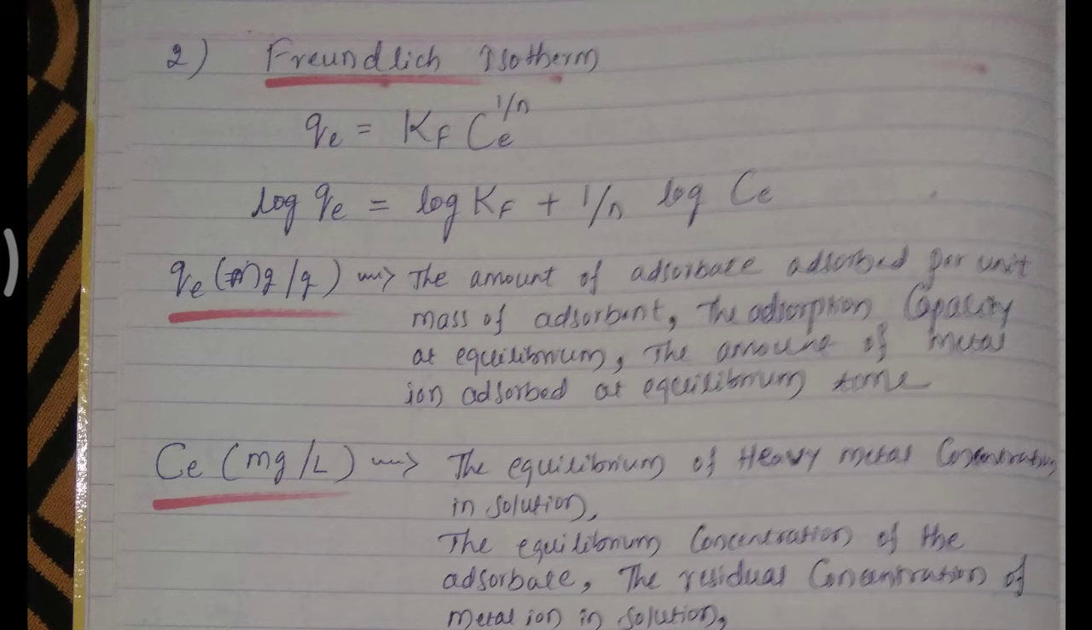So the formula is Q equal to Kf into C raised to 1 by n. Rearranging this equation, you get log Q equal to log Kf plus 1 by n log C. The Qe unit will be milligram per gram, and what is Qe? Qe is the amount adsorbed per unit mass of adsorbent. Also we can say it is the adsorption capacity at equilibrium, and the amount of metal ion adsorbed at equilibrium time.